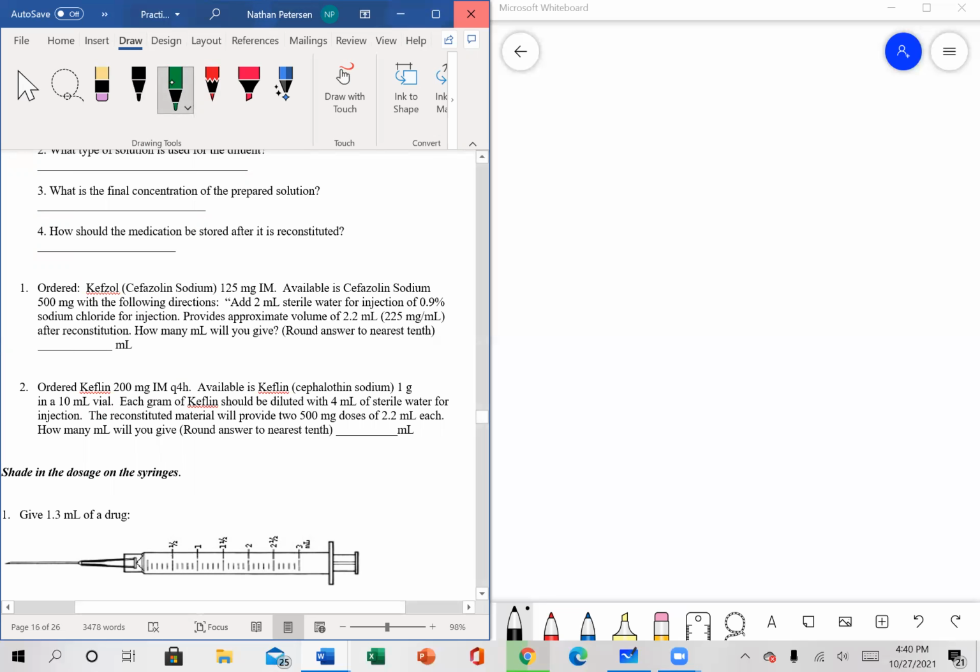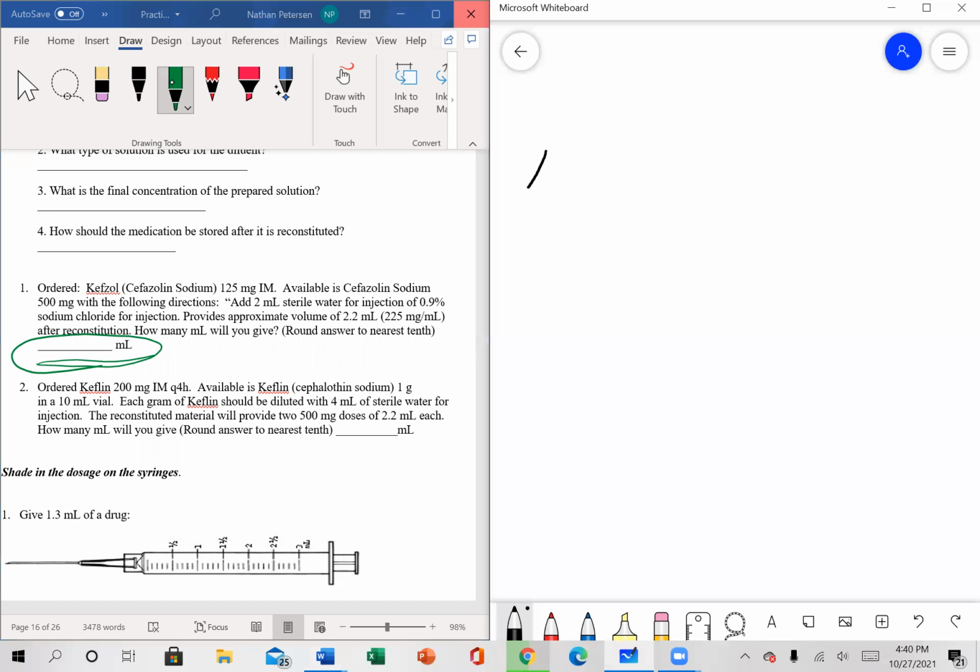First, we'll use green. The very first thing I do, I'm going to ignore that whole question. I'm not even going to read what my order is until I go to the bottom here first. What am I looking for? I'm going to be looking for how many milliliters I need to prepare for my patient. First thing, I can ignore the rest of it right now.